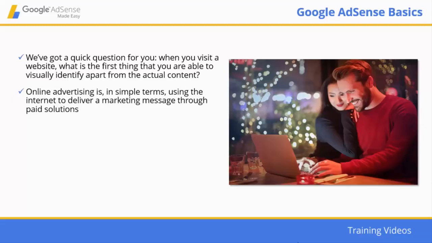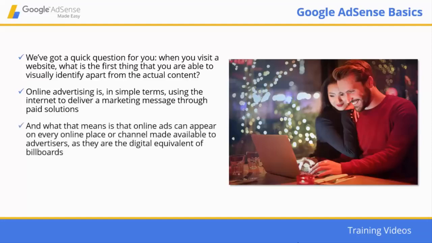And because of its online nature, it can basically take form on any possible placement that you can imagine. And what that means is that online ads can appear on every online place or channel made available to advertisers, as they are the digital equivalent of billboards. In fact, once you start digging in, you'll be able to find all types of parallels to real-world advertisements.